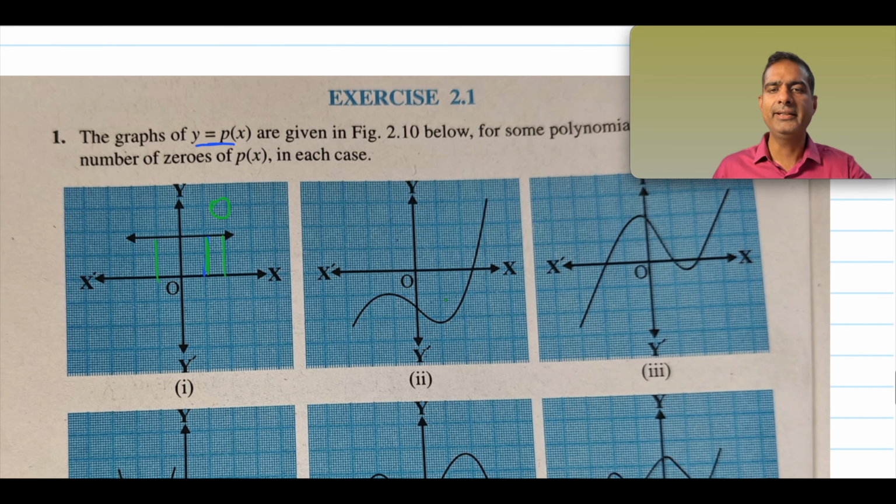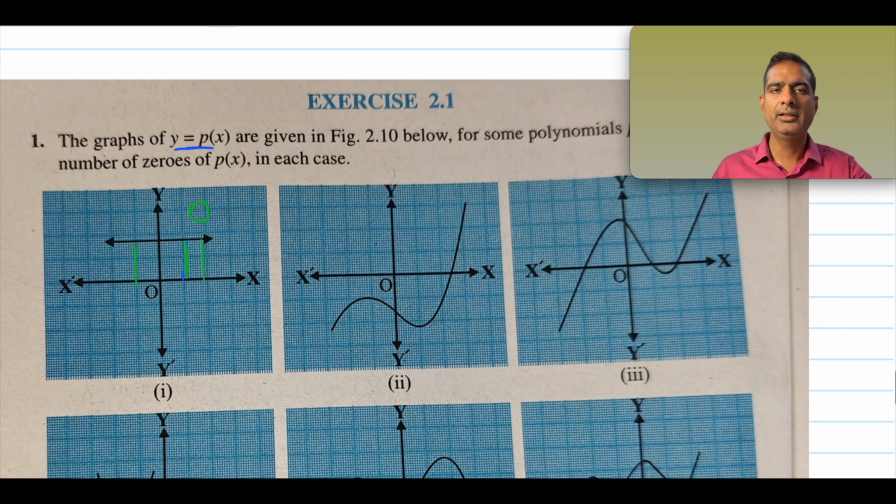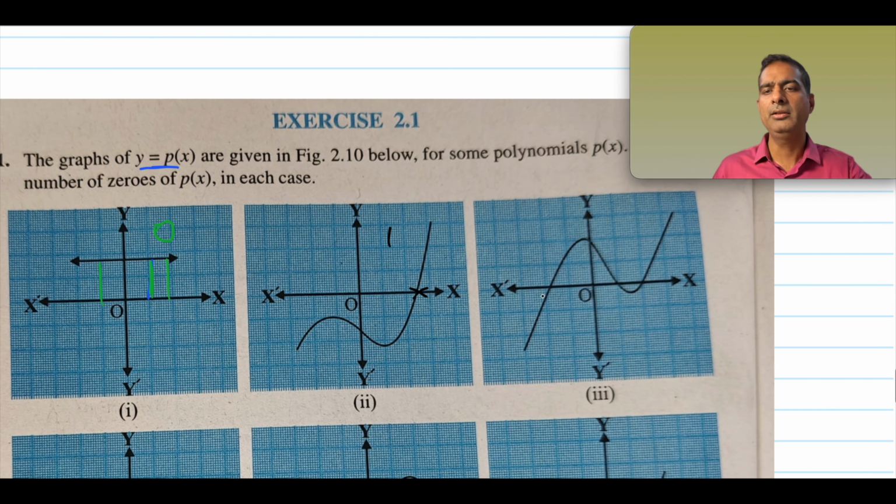Now in the second case, we can see this curve is crossing x-axis at only one point, and after that, the curve is going up and up. As it is crossing x-axis at only 1 point, it will have 1 zero. Now in the third case, the curve is crossing x-axis at 3 points. So it will have 3 zeros.